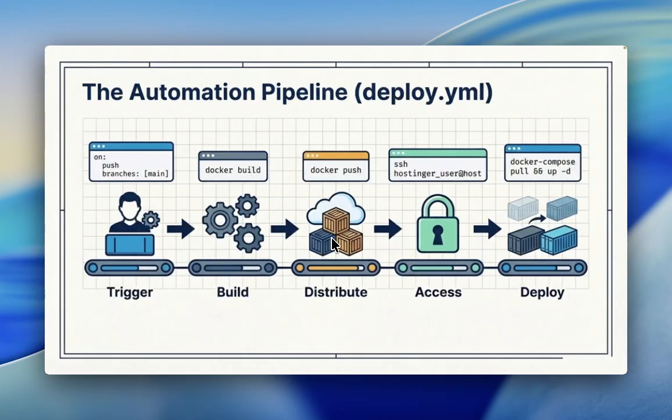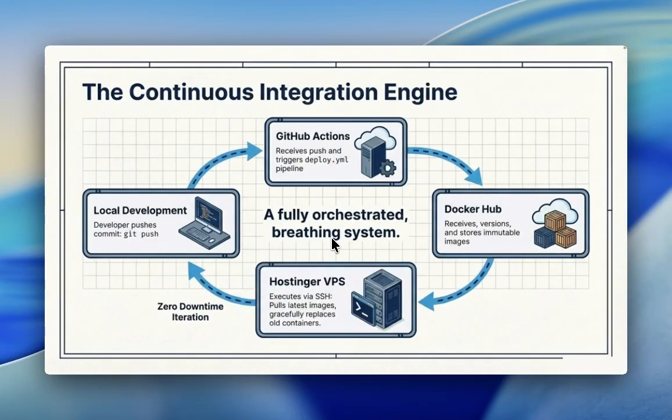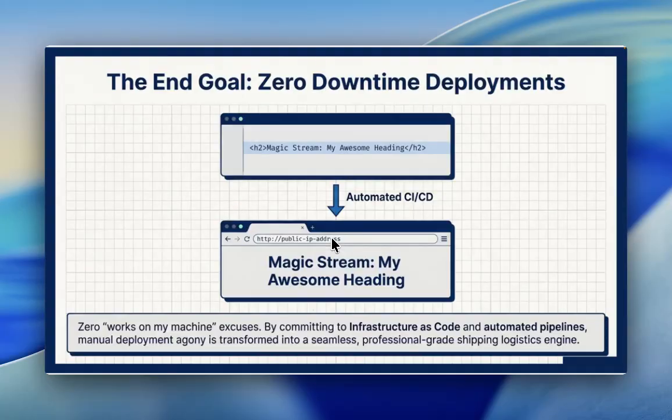The autonomous pipeline: deploy.yml, on push to branch main, docker build, docker push, ssh hostinger_user at host, docker-compose pull and up -d trigger build, distribute, access, deploy. The continuous integration engine: the developer pushes a commit with git push, GitHub Action receives the push and triggers the deploy pipeline. Docker Hub receives the version and stores immutable images. Hosting executes via SSH, pulls the latest images, and gracefully replaces old containers, for zero downtime iteration.